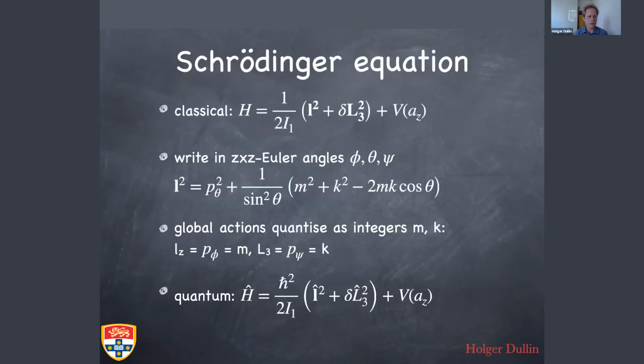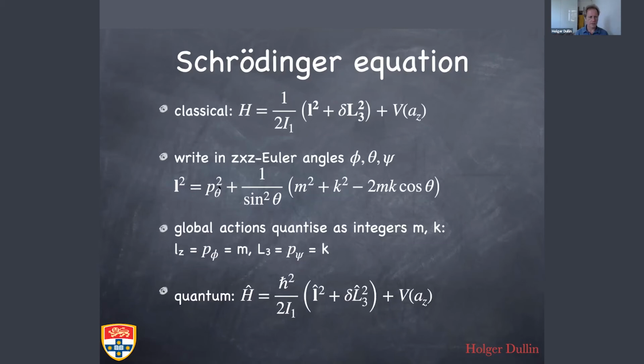Okay, so what is the Schrödinger equation now? Here's again the classical Hamiltonian. As I said, we do need Euler angles to do canonical quantization. If you write this in ZXZ Euler angles, that means we're writing our orthogonal matrix R as a product of 3 rotation matrices about the Z-axis, X-axis, and Z-axis with angles phi, theta, and psi. Then you go through the standard process of writing down your Lagrangian and your Hamiltonian.